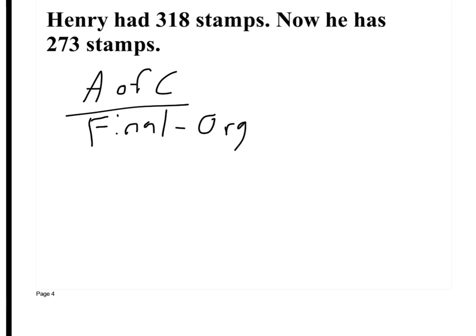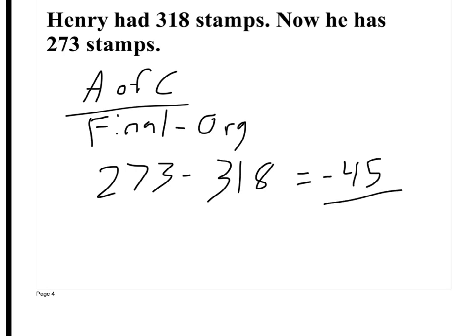It said Henry had 318 stamps. Now he has 273. So I need to find the amount of change over the original amount. So to find the amount of change, I take my final minus my original. My final is 273. My original is 318. So 273 minus 318 is negative 45. Then I divide that by my original, which is 318.